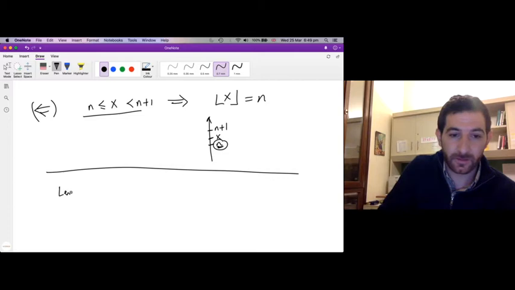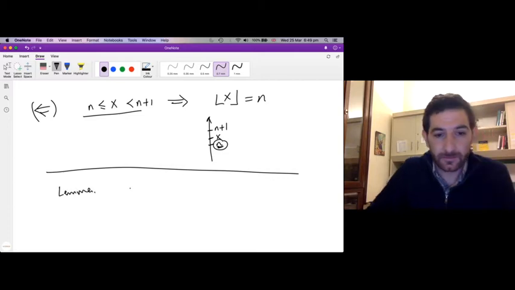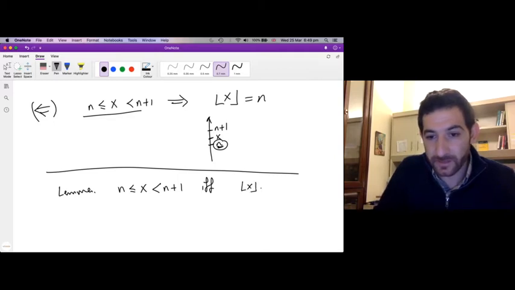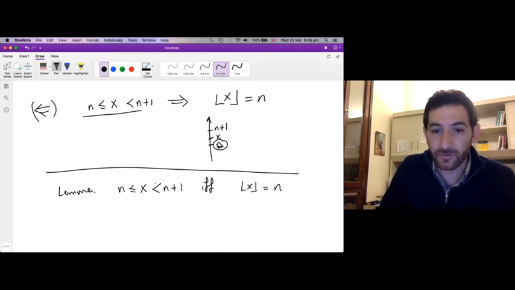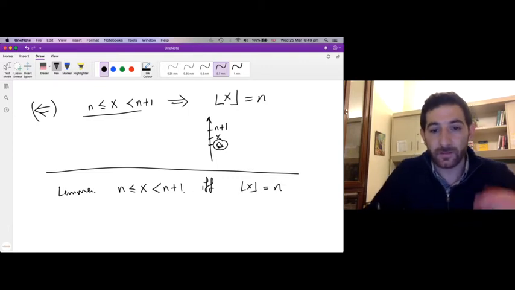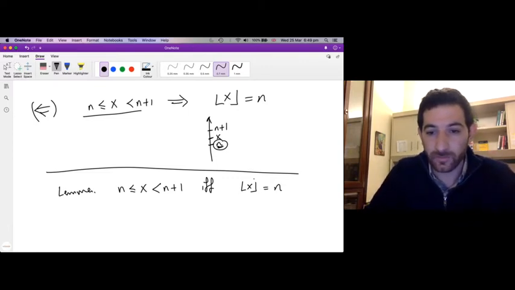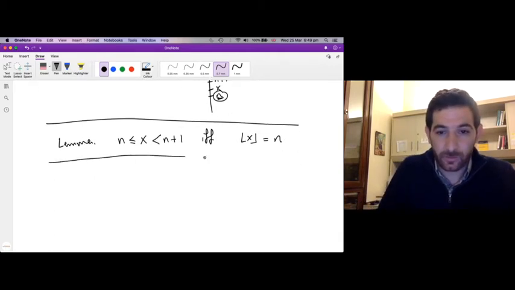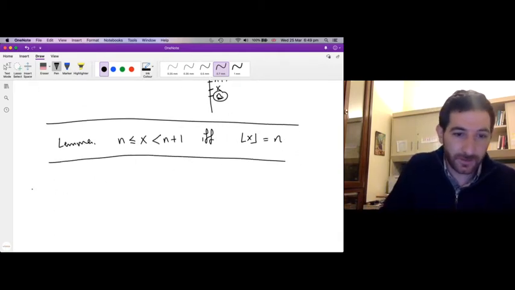So let me write the lemma we proved again. It says that if x is a real number and it is between n and the successor, then this is true if and only if the floor of x is n is also true. So these two statements are equivalent. Either both are true or both are false. Okay, now we want to use this lemma to prove another property. So let's prove another lemma. Let me call this lemma star.